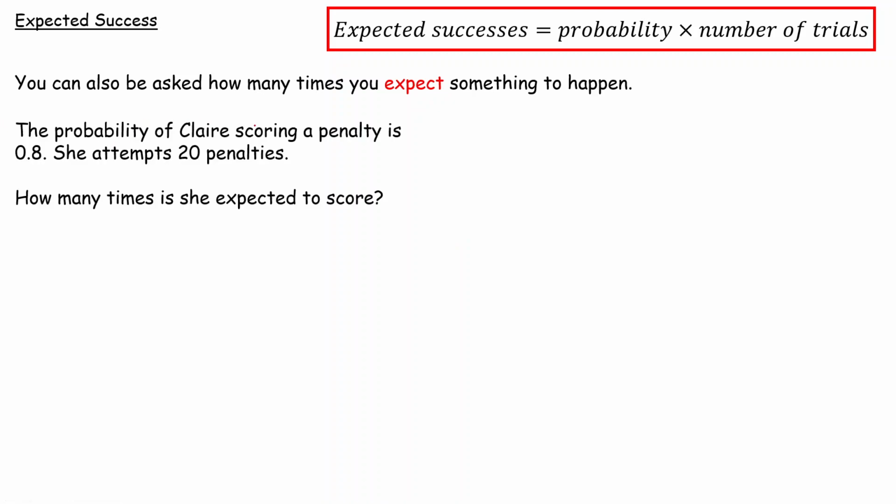It says the probability of Claire scoring a penalty is 0.8. She attempts the penalty 20 times. How many times would you expect her to score? Well, using this formula here, we can say the probability that she scores is 0.8 and the number of trials is 20. So put it into the formula. Expected success is 0.8 times 20, which is equal to 16, which makes sense. The probability of her scoring is pretty high. One would mean she's going to score every single time, which is impossible. That can't happen. So she scores 16 of them, which makes sense because the probability of her scoring is pretty high.